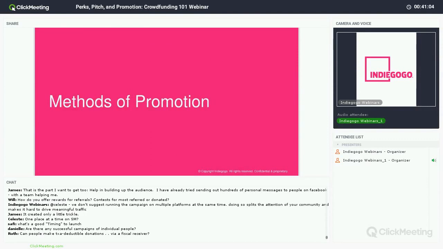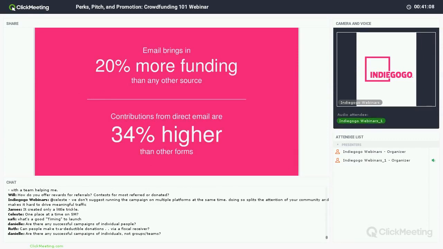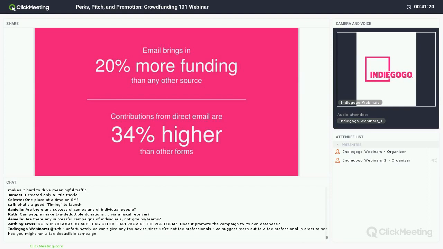Relevant groups, maybe a little bit different, but I'm going to get into a little bit more detail now. So different methods of promotion. So email is huge. Email brings in 20% more funding than any other source. And contributions from direct email are 34% higher than other forms. So you really want to leverage email. It's absolutely huge.